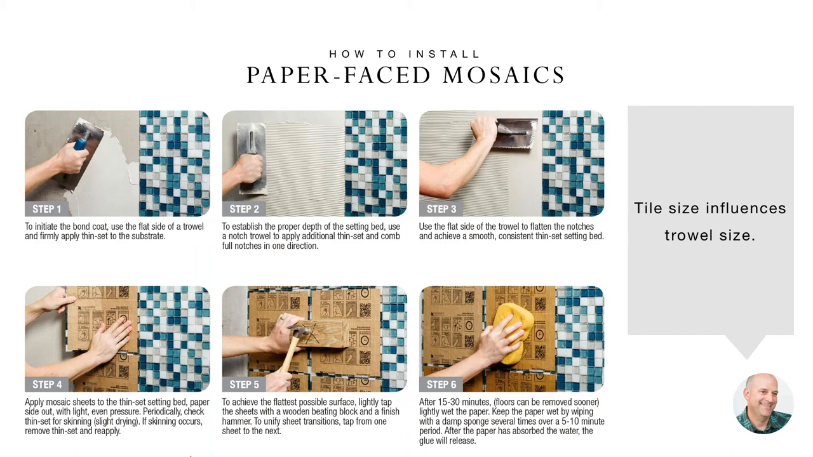Our tile is handmade and it can have an ever so slight difference in thickness. It's very minor, but it can be there. And a flat wooden beading block taps the thicker tile a little bit farther into the thin set, and it's really how you get a nice uniform installation.